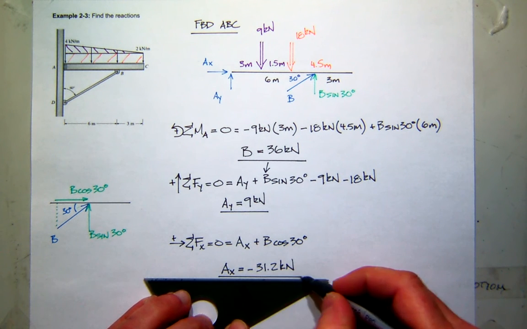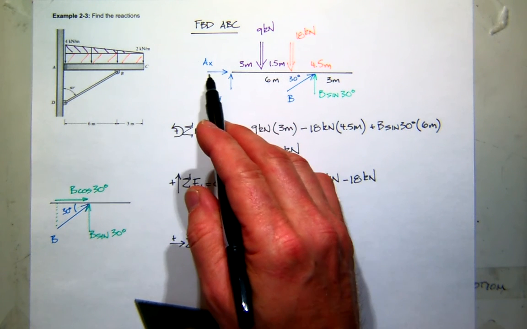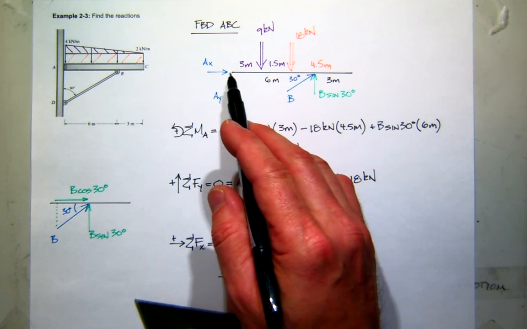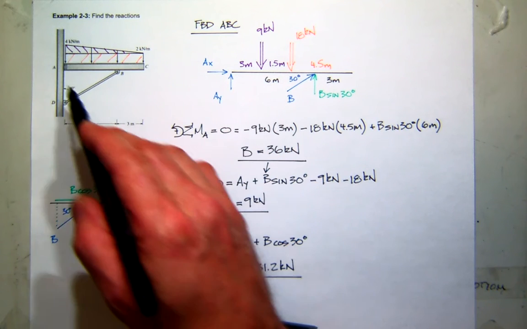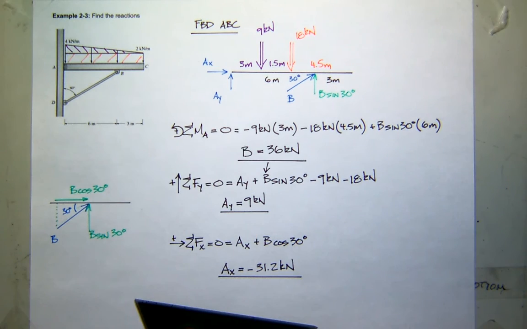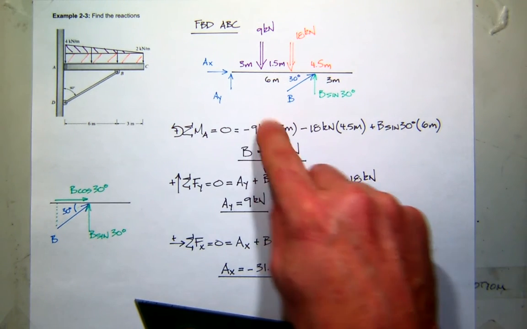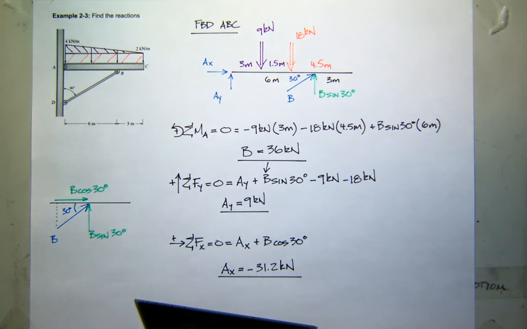Does that make sense? I assumed AX was to the right, so actually it's pushing. But it's negative, so it actually means it's pulling. Does it make sense that this connection needs to pull to the left to keep this thing in equilibrium? I think it does. If you notice all these forces acting down, it's trying to rotate clockwise. So we've got to have something to pull back. And there we go.